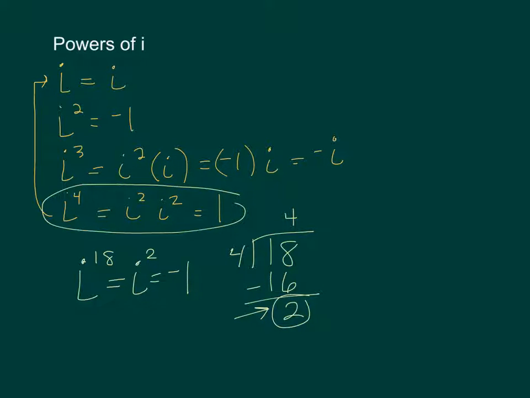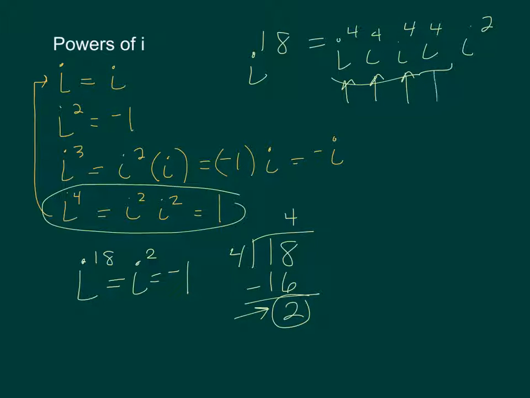So essentially what I've done there is I've taken this 18 and I've written it as i to the 4th, i to the 4th, i to the 4th, i to the 4th. That's 16 of them, and 2 more. So remember, here this is 1 times 1 times 1 times 1, so those really are of no consequence to me. The result is this remainder i squared, which is -1.